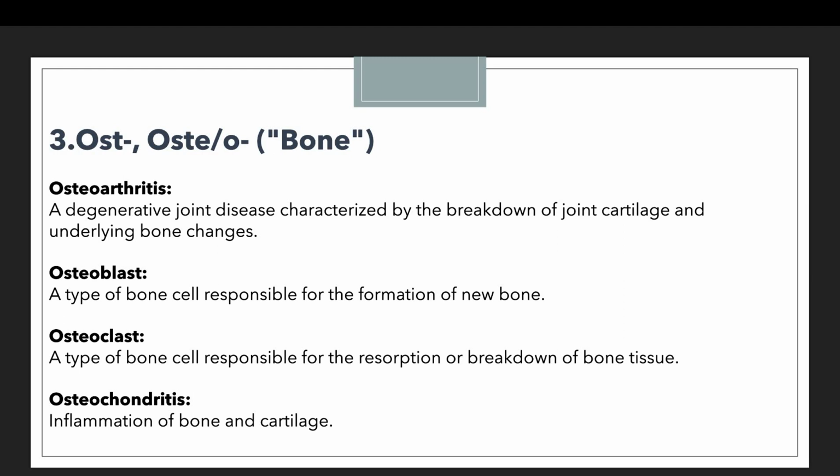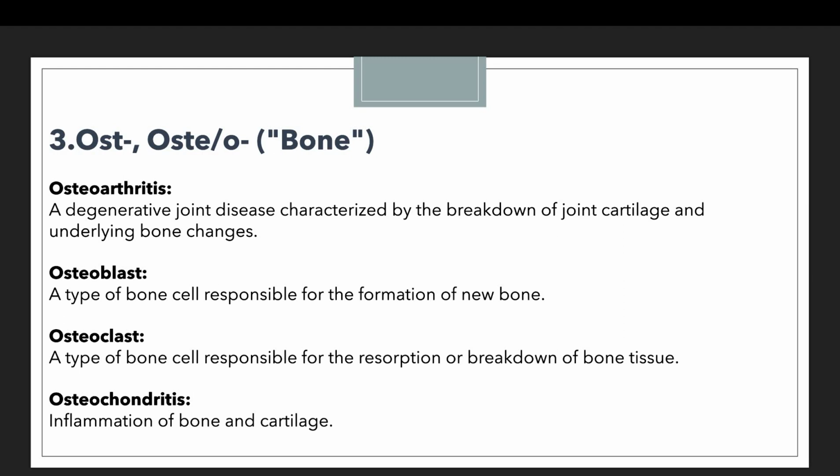Osteoarthritis. Osteoarthritis means a degenerative joint disease characterized by the breakdown of joint cartilage and underlying bone changes. So this we denote with the help of osteoarthritis. Then we have osteoblast. What is osteoblast? A type of bone cell responsible for the formation of new bone. So this we denote with the help of osteoblast.